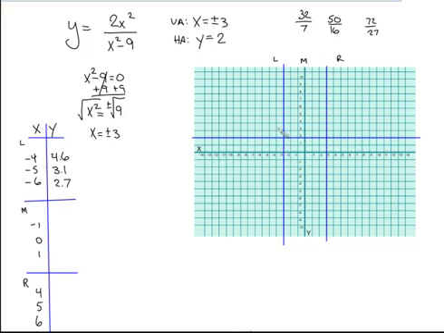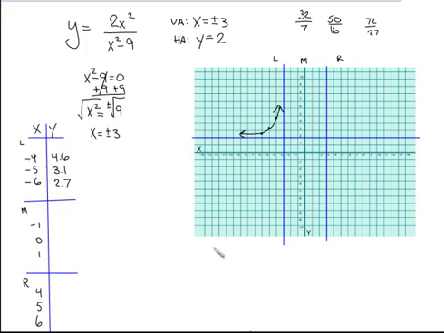Negative 4, 4.6. Negative 5, 3.1. Negative 6, 2.7. Notice this thing is behaving exactly the way we would expect if this was one of our two-piece graphs. It's hugging its asymptotes, and this is what you get.